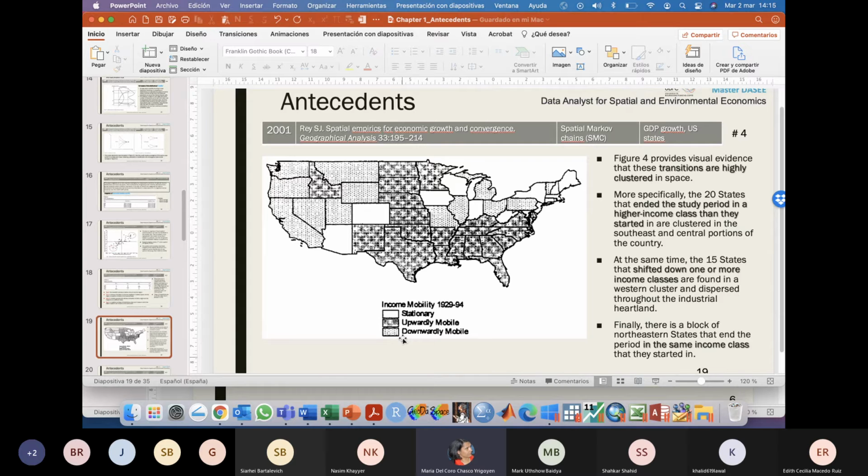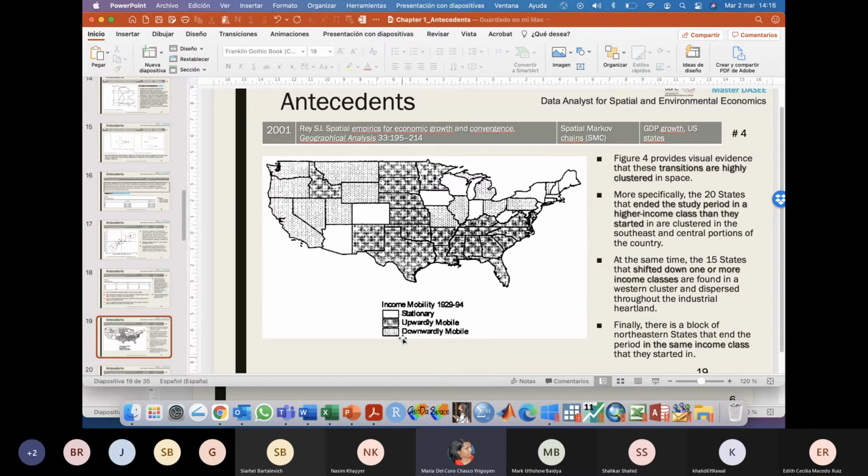So what Ray is doing here is representing the number of regions that are experiencing any kind of mobility in time among some discrete states of per capita income. For instance, regions that experienced an upward mobility from a low to high income level state, and stationary. Stationarity is no mobility, so regions that from the first to the last period do not move. They remain in the same position, in the same state.